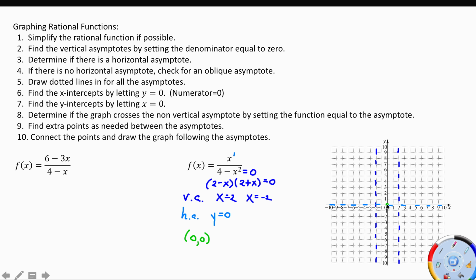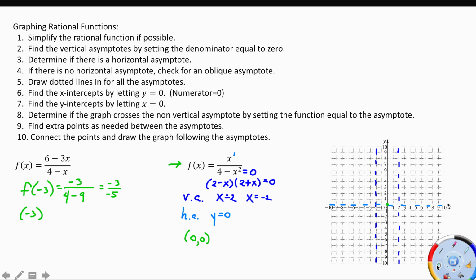So I just need a couple of points. I need one to the left of my vertical asymptote, between my vertical asymptotes, and to the right. So to the left, I'm going to plug in a negative 3. Here's the one we're working on, right? So f of negative 3 is negative 3 over 4 minus negative 3 squared, which is 9. So this is negative 3 over negative 5.